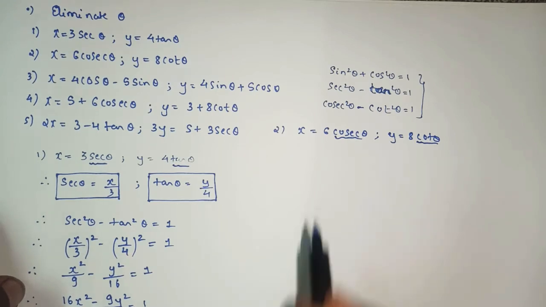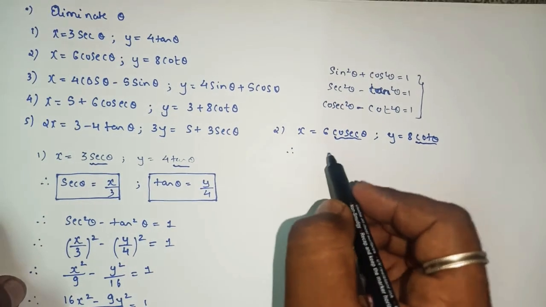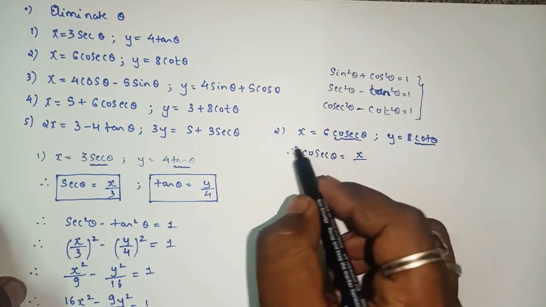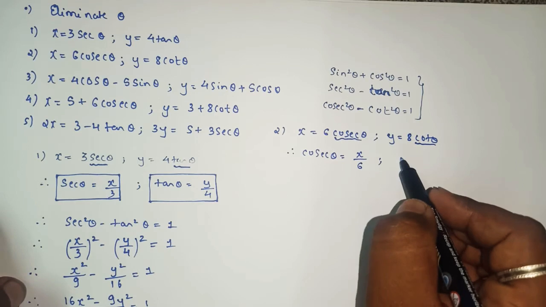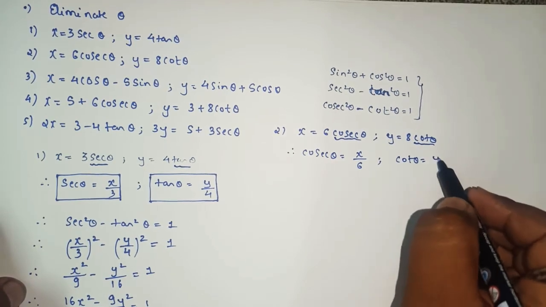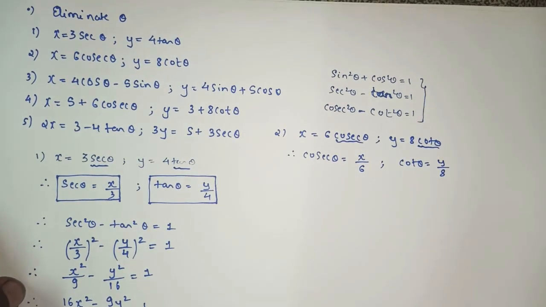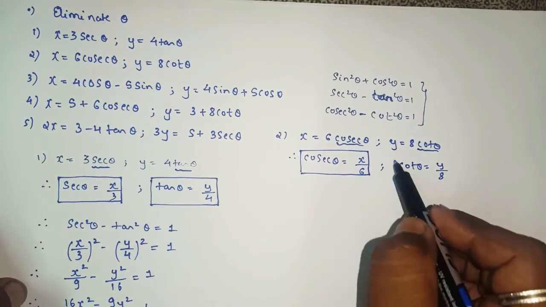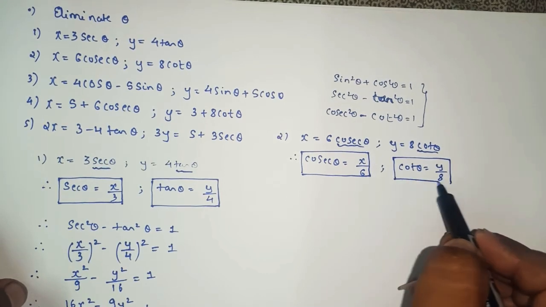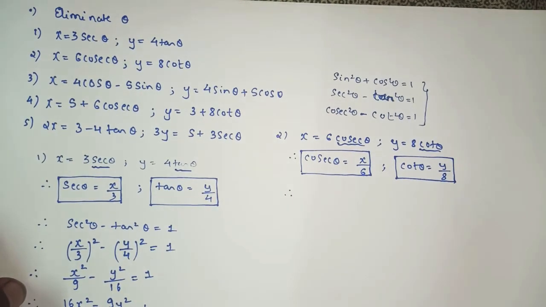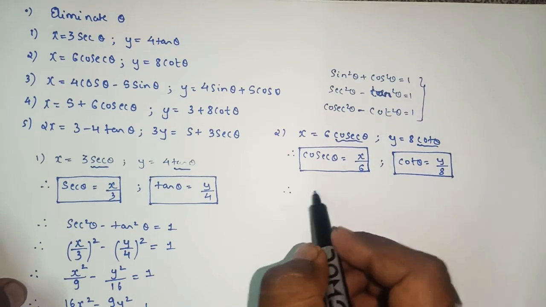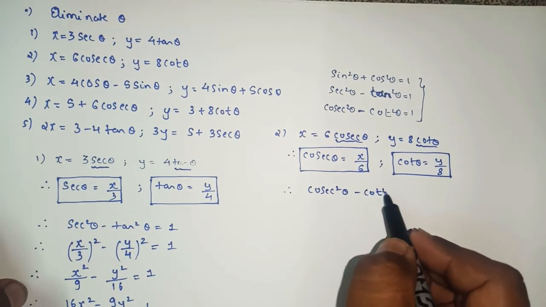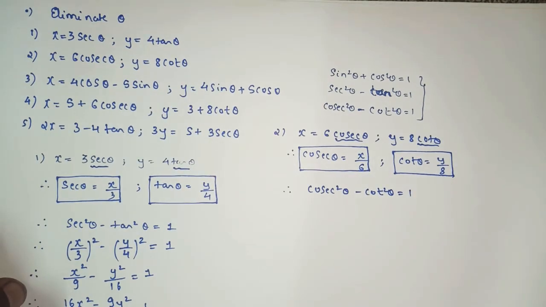The relation between cosec and cot is an identity relation. So again, same as here, we'll find the value of cosec and cot. So 6 will come down, and cot will be equal to y by 8. So here we got cosec and cot. To eliminate theta, we'll simply apply this formula: cosec squared theta minus cot squared theta equals 1.